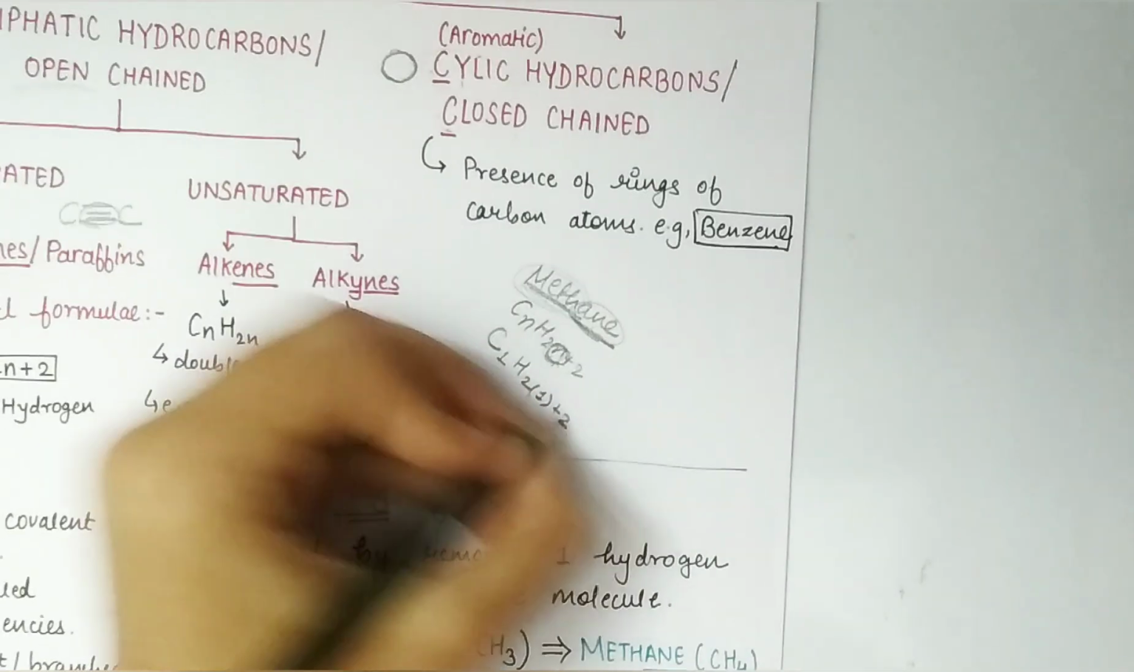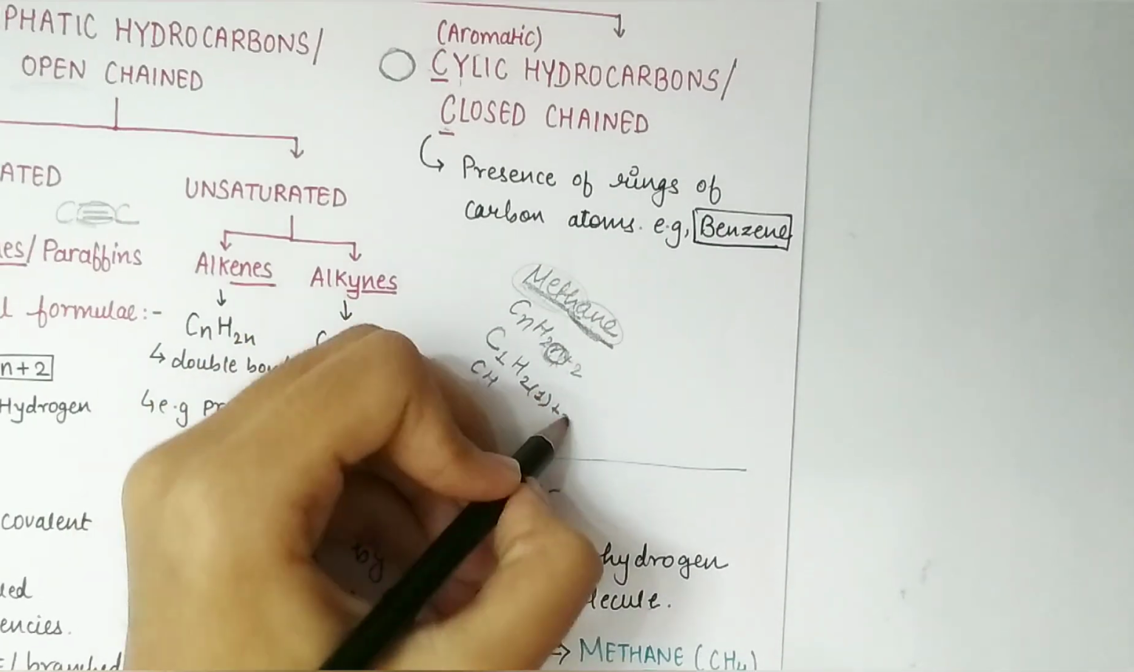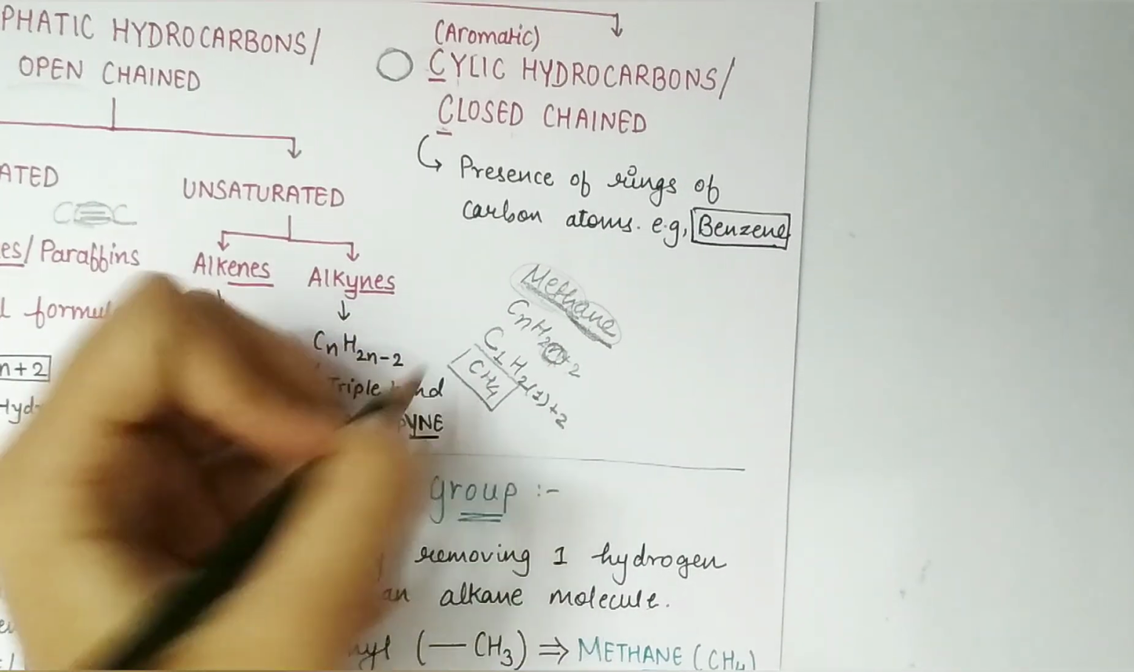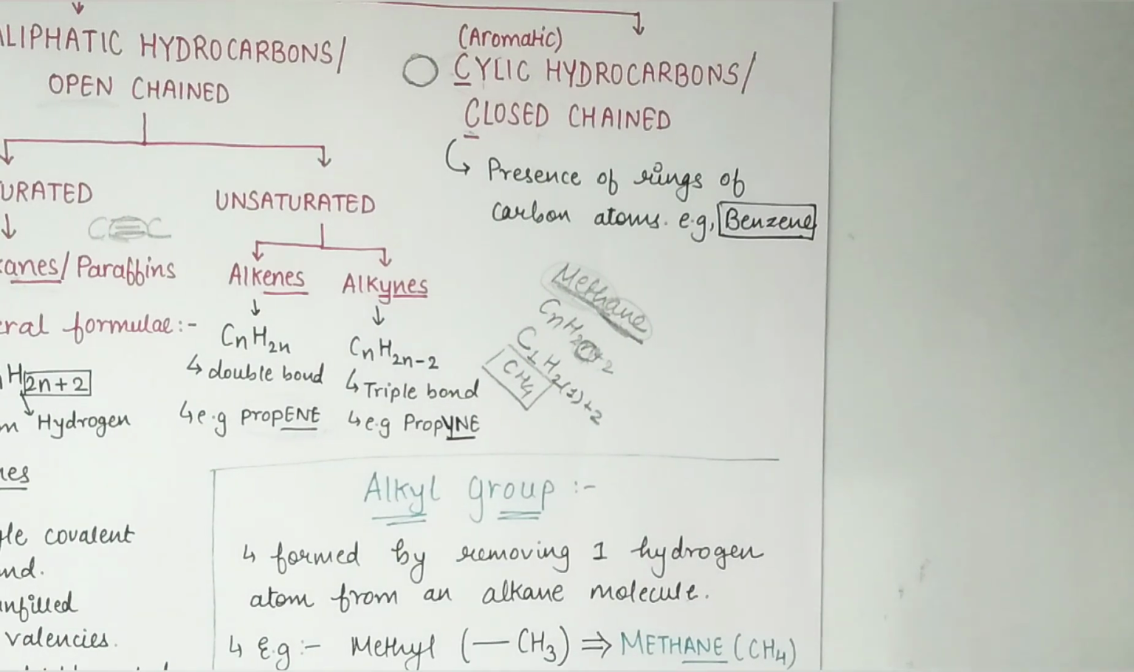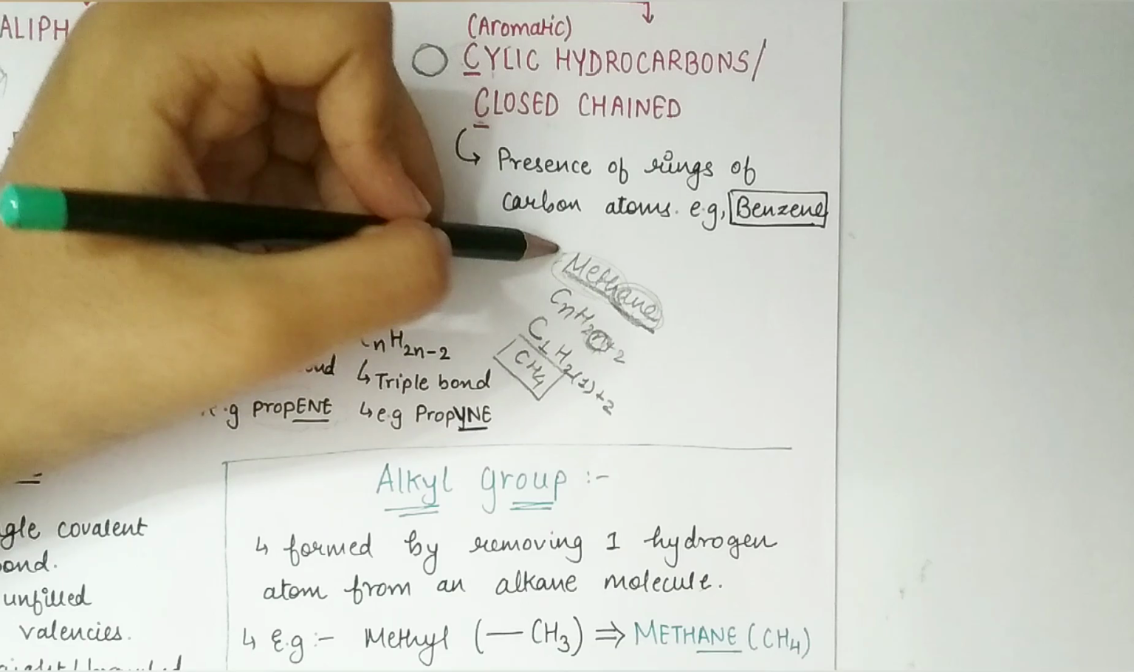So CH, there's 1. So there's no need to write it. 2 ones are 2, plus 2, that is CH4. So this is how you find the chemical formula of an organic compound using its name. Okay, so you can see it ends with ane. So the general formula applied here is this.